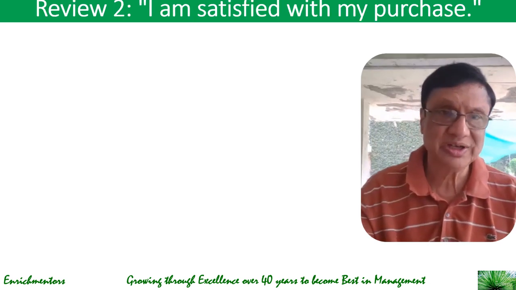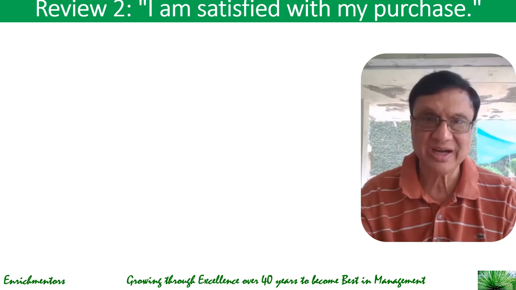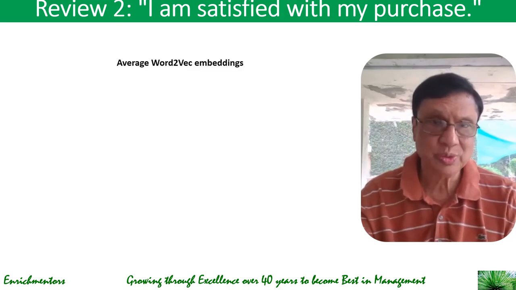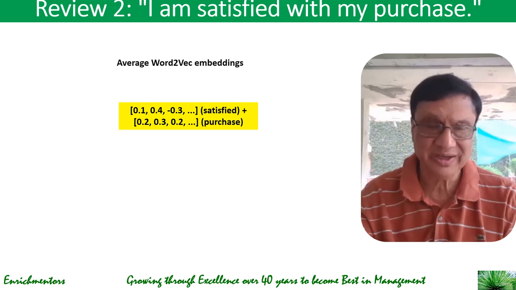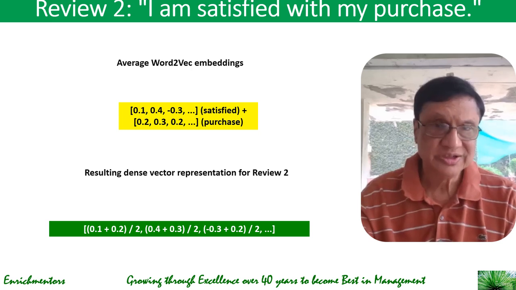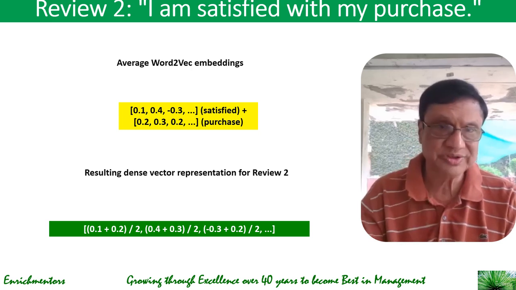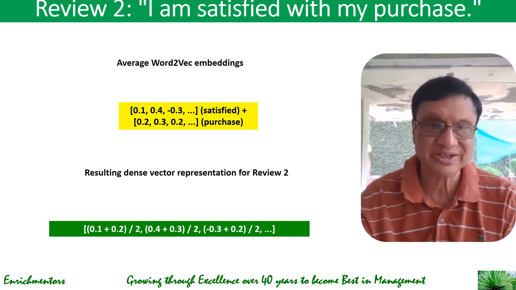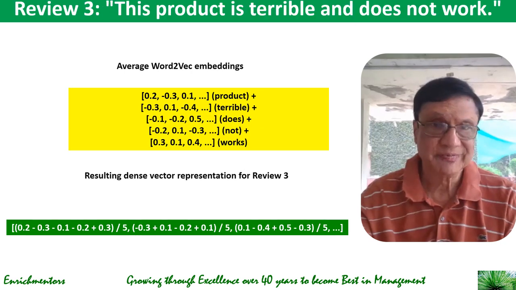Similarly, you could quickly see for review 2, "I am satisfied with my purchase," what it could look like. Again, the relevant average word2vec embeddings were for the two words satisfied and purchase, and this resulted in a dense vector representation of review 2: 0.1 plus 0.2. You see each column being added and divided by 2, the average here, and that's what the review 2 dense vector representation looked like.